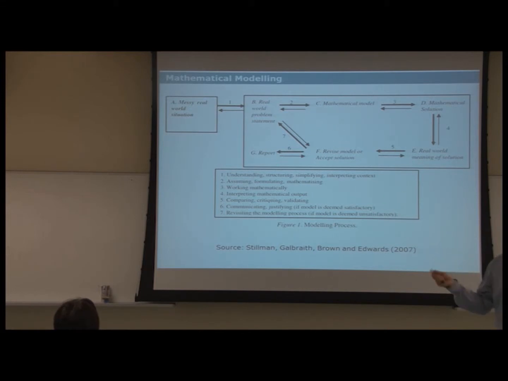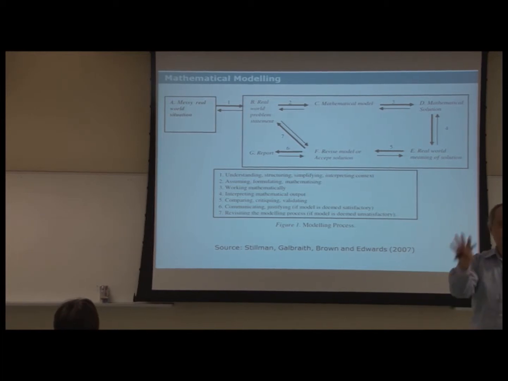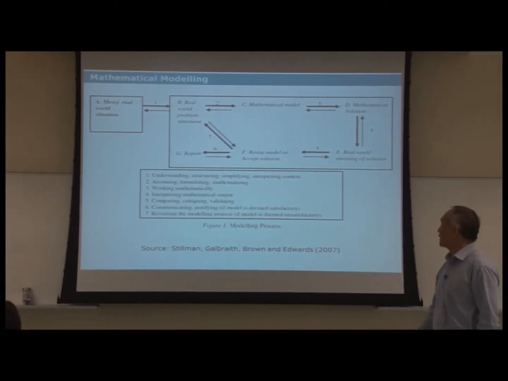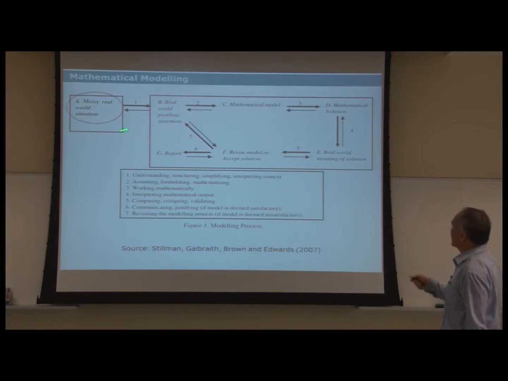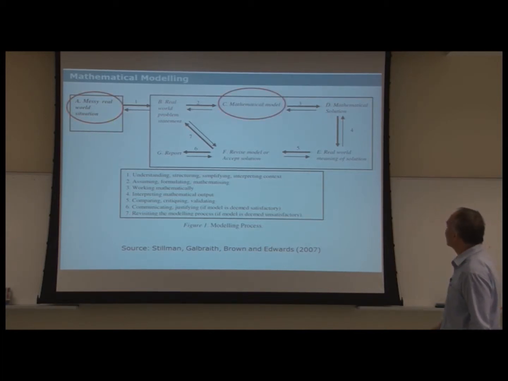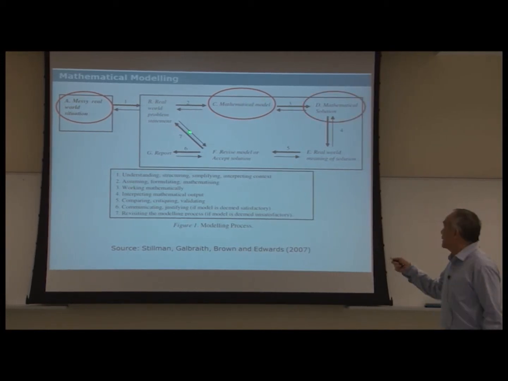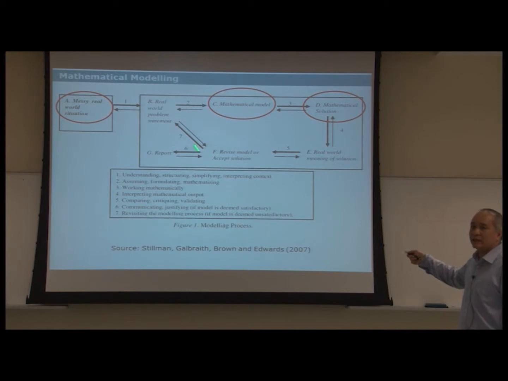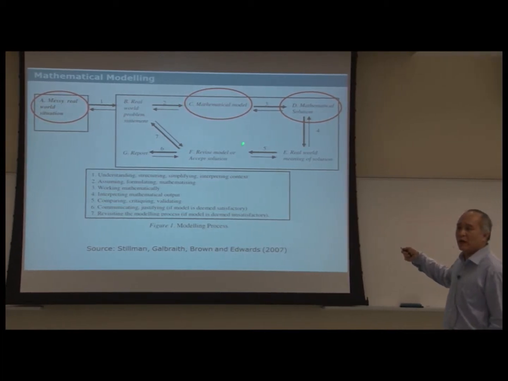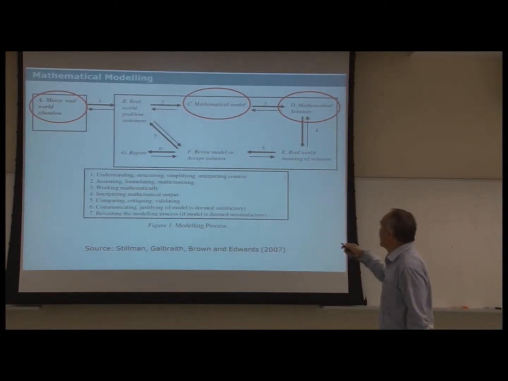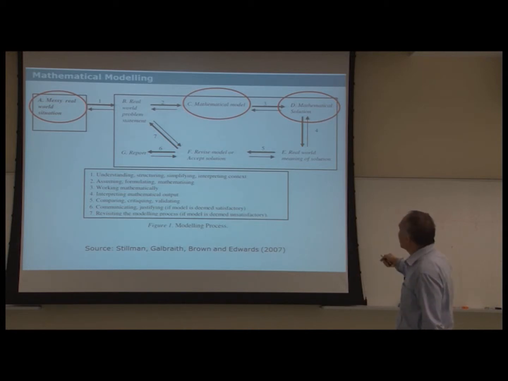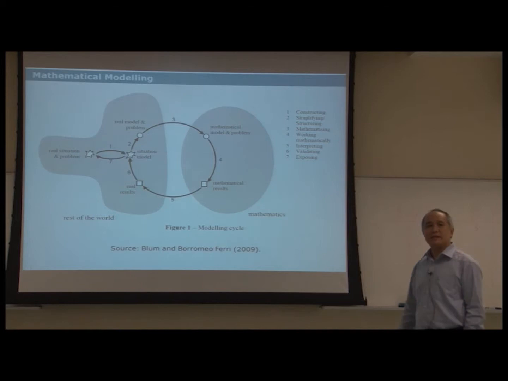You don't have to take down everything. You can Google it and you will find it somewhere on the web. The main thing you notice is that they start off with what they call a messy real world situation, and then they have a mathematical model somewhere and a mathematical solution. The cycling, or the process where you go round repeatedly, usually happens within here.